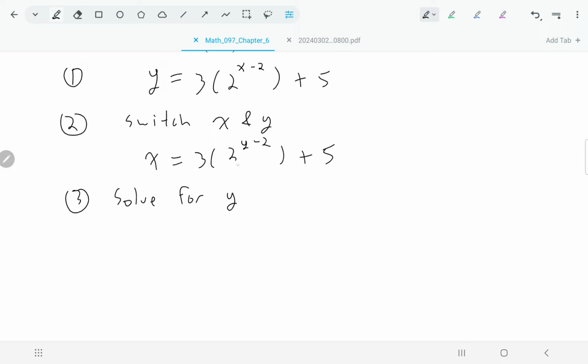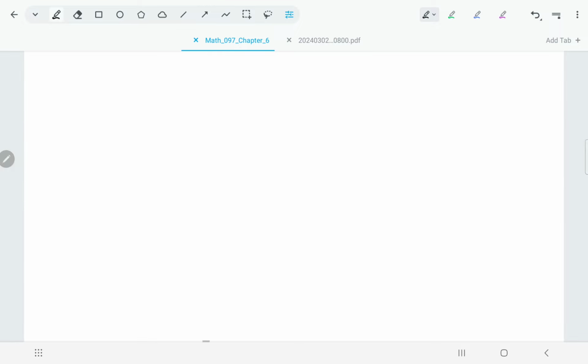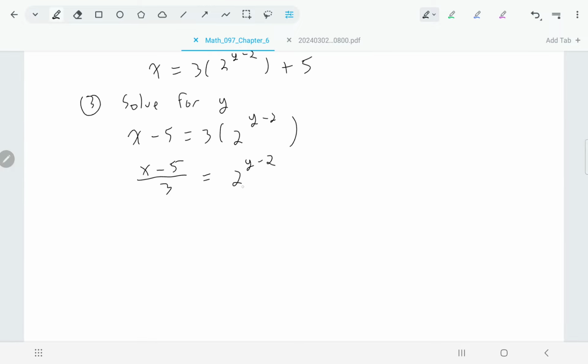So first thing I'm going to do, I guess, is get to the point where I've isolated my exponential function. So I'm going to start by moving the 5 to the other side. And then I'll divide by 3. And now I can see that I have just one single exponential function equal to some sort of an output.